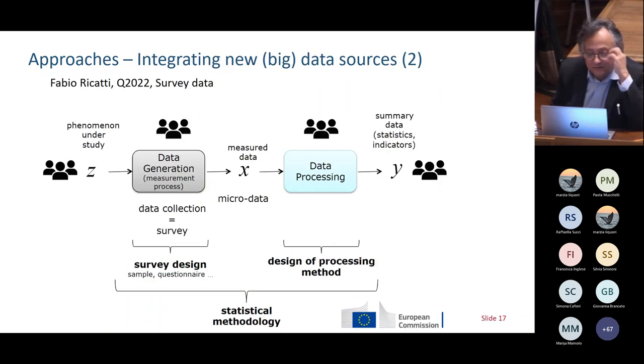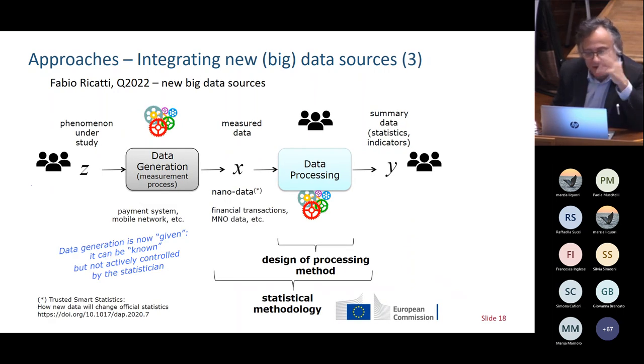So integrating new data sources, I would like to point out that we have some differences between survey data and big data sources. First of all, this is quite a different approach. The survey design relies on other things, and in the big data source you have data processing, and we do not have anymore in the data generation the normal microdata approach. We have something like nanodata, which is very important.